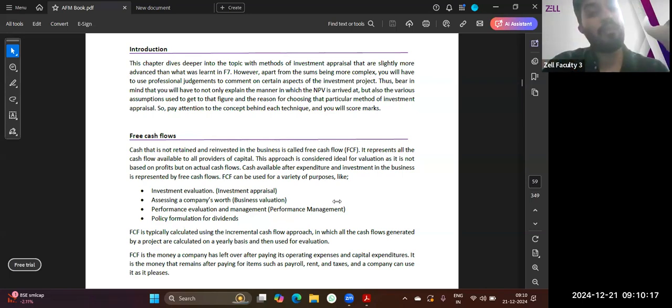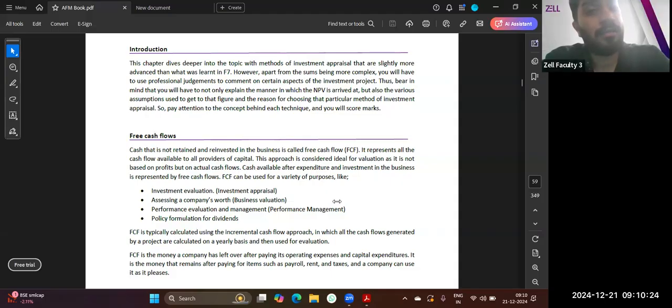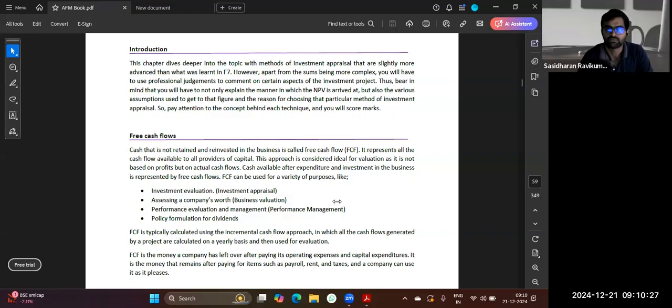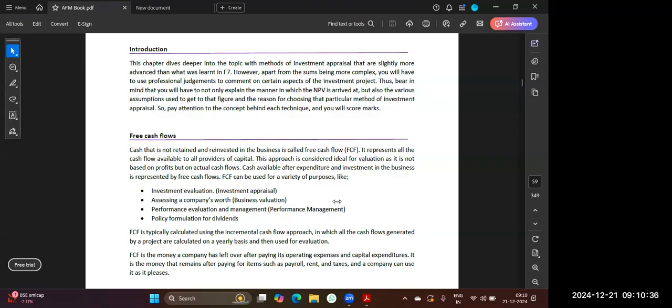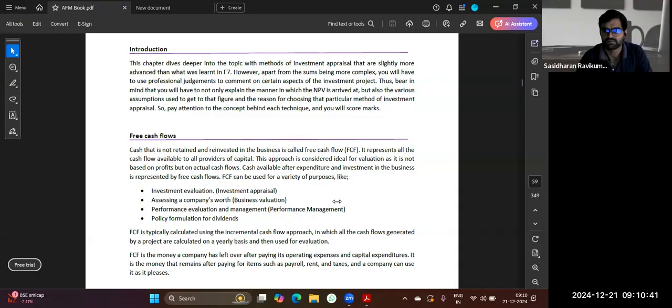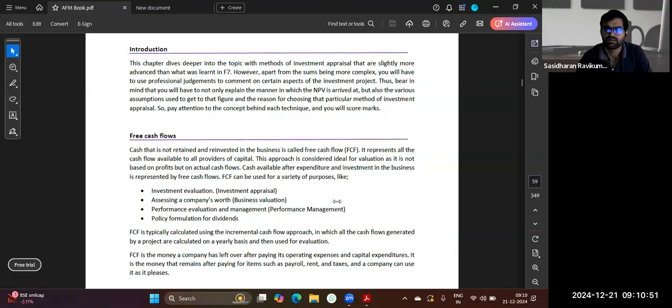Everyone knows what you mean by a gross margin? What is gross margin? Can you tell me the formula for gross margin? Gross profit divided by sales revenue. No, that's calculating the percentage of gross margin. How do you calculate a gross margin? Sales minus cost of sales. Now tell me, cost of sales is a variable cost or a fixed cost? It's a variable cost.